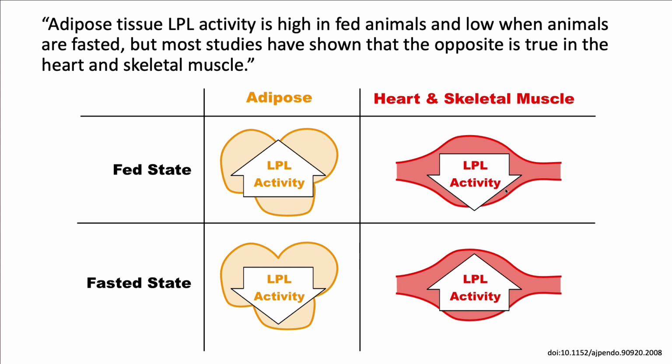LPL activity goes down, which makes a lot of sense because there's now going to be a greater availability of other substrates from what you're eating. And smartly, it reverses. In the fasted state, LPL activity goes down, therefore sparing more of those lipoprotein-derived triglycerides. And heart and skeletal muscle LPL activity increases.